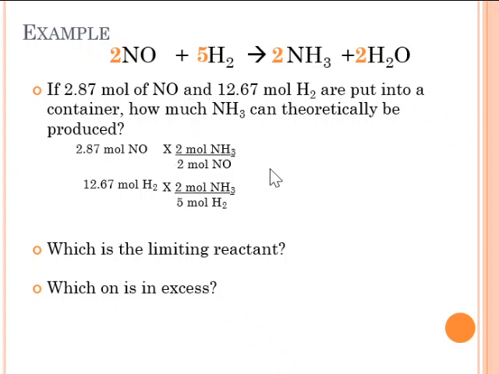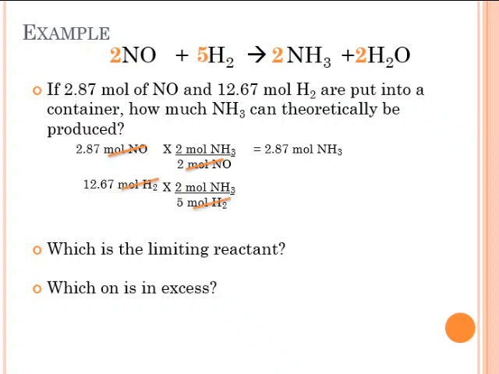So we must use our molar ratio here from our chemical equation to change moles of nitrogen oxide to moles of ammonium. And here, 12.67 moles of hydrogen, we'll use our mole ratio from our balanced equation to convert from moles of hydrogen to moles of ammonia. So now at the top, the moles of nitrogen oxide cancel out. Divide by anything on the bottom, multiply by anything on the top, and you will get 2.87 moles of ammonium.